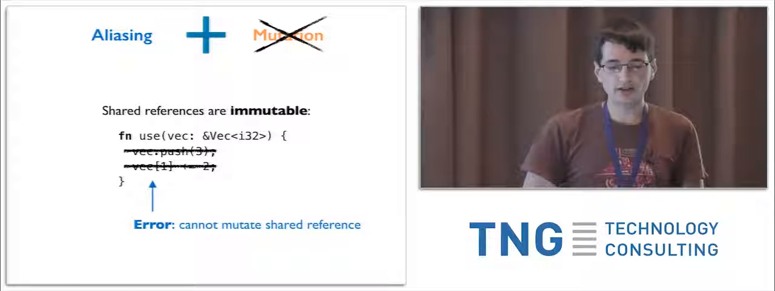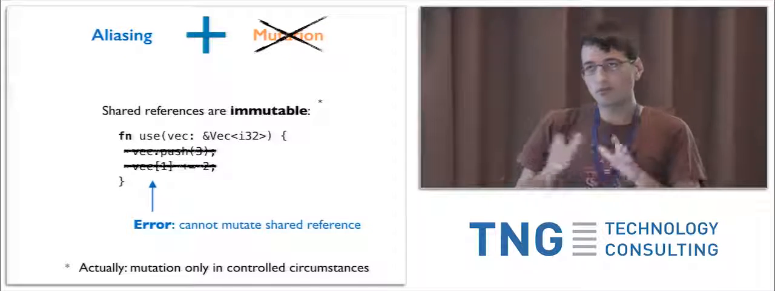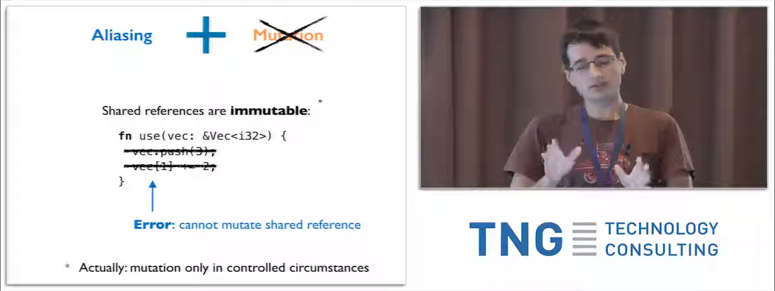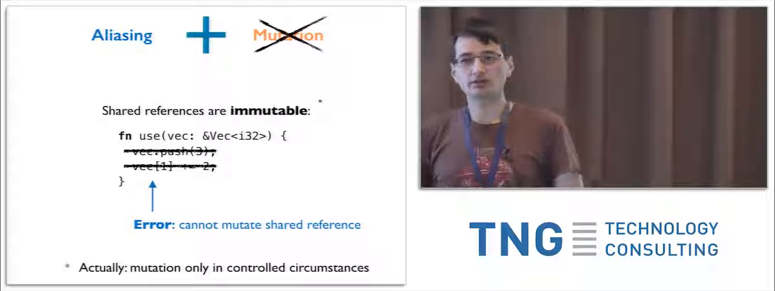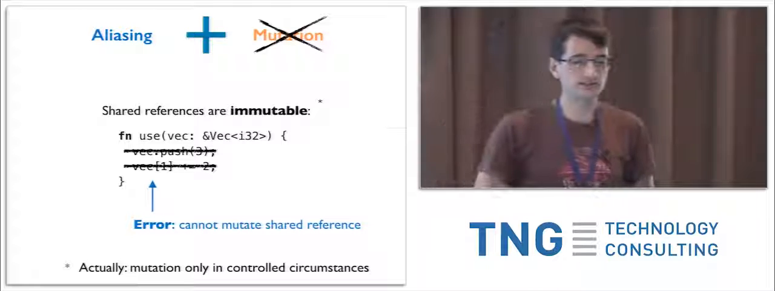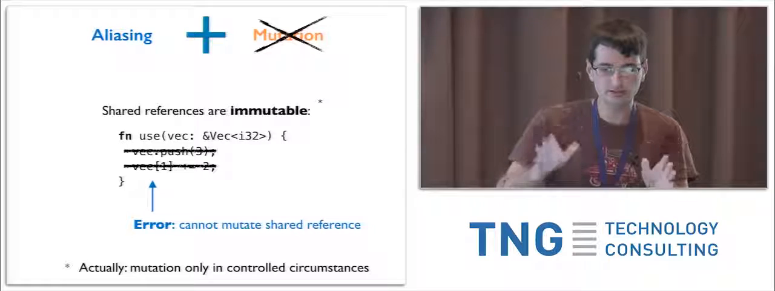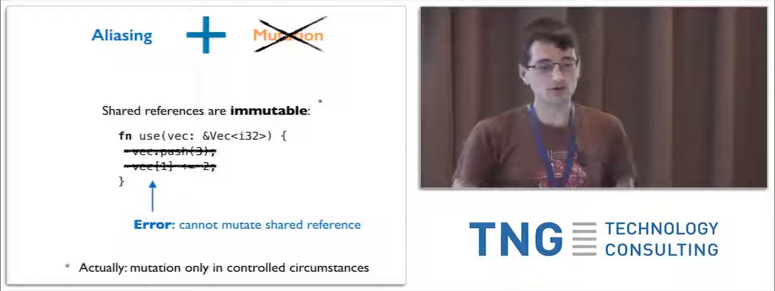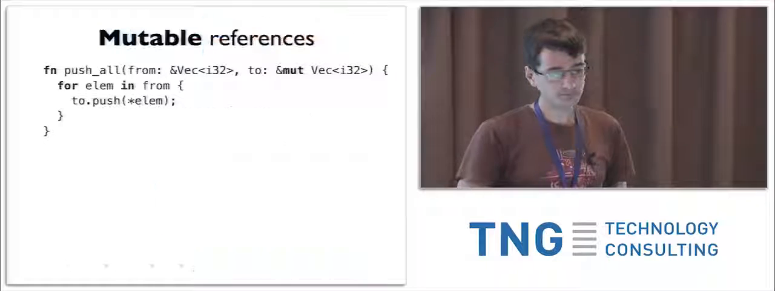And the summary of that is basically that a shared reference is almost always read-only. There are some caveats where we do allow some mutation in controlled circumstances, and we'll see some examples of that a little bit later in the talk. But suffice it to say that when you see a shared reference, you can think immutable, and it's only read-only at that point.